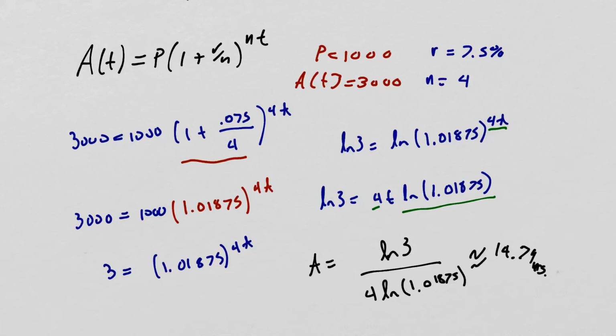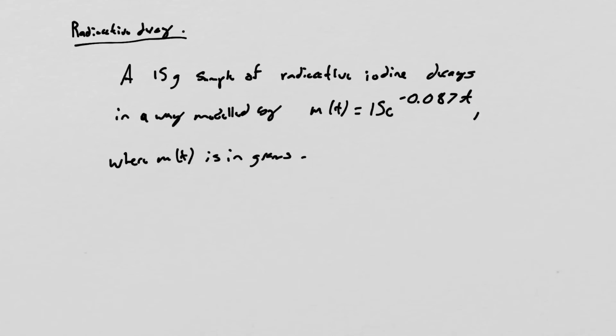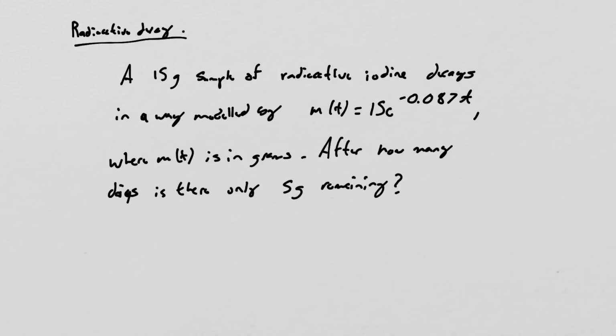Let's look at one more application example. Here we'll be looking at radioactive decay. We're given a 15-gram sample of radioactive iodine that decays in such a way that the mass remaining after t days is given by the following equation. After how many days is there only 5 grams remaining? We're going to assume that t is measured in days.